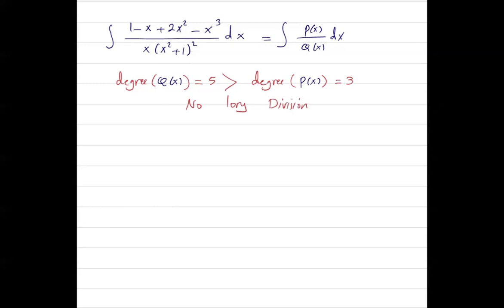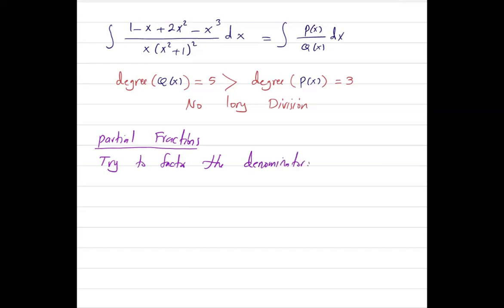What are we going to do? We're going to try to use the partial fraction and simplify this. In applying the method of partial fractions, we try our best to factor out the denominator. Factor the denominator. But the denominator is equal to x times (x squared plus 1) to the second power.